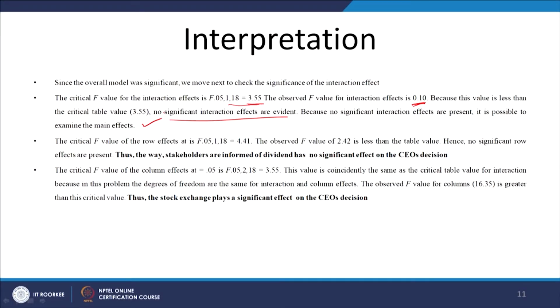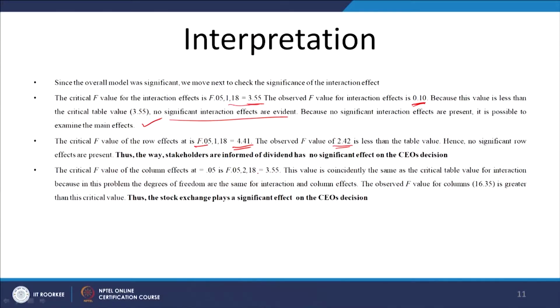Now, what are the main effects? The critical F value of the row effects at 5% significance, with 1 and 18 degrees of freedom, is 4.41, and the observed value is 2.42. Hence, again no significant row effects are present, which means the main effect of the first factor is also not present. That means we can say the way stakeholders are informed of dividends has no significant effect. Similarly, if you take the second effect, the column, which was the counter, or the kind of stock exchange.